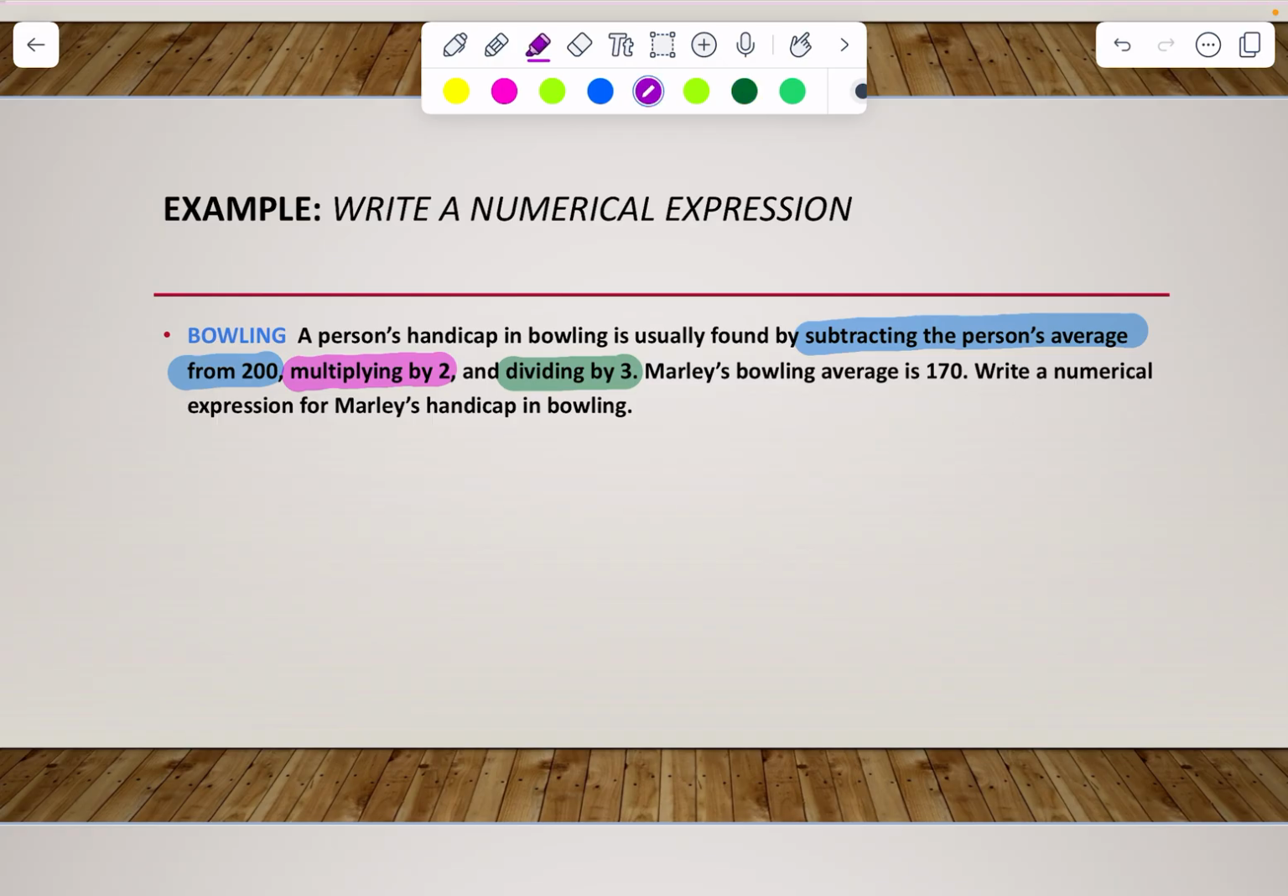So if I look here at this one, it says Marley's bowling average is 170. Write a numerical expression to find Marley's handicap. So we're going to put some groupings in here. We're going to go 200 minus her average. Then we're going to multiply that by 2. And then we're going to divide that by 3. And that's what that would look like.